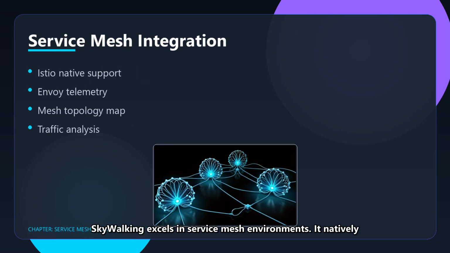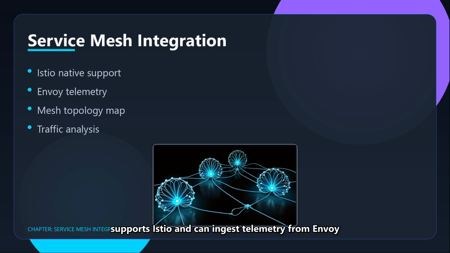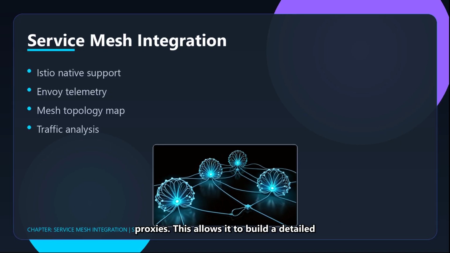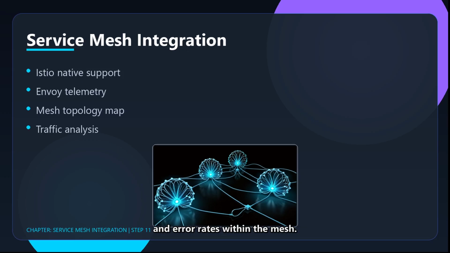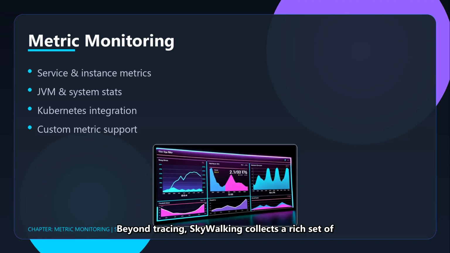SkyWalking excels in service mesh environments. It natively supports Istio and can ingest telemetry from Envoy proxies. This allows it to build a detailed mesh topology map and analyze traffic patterns, latency, and error rates within the mesh. Beyond tracing, SkyWalking collects a rich set of metrics.